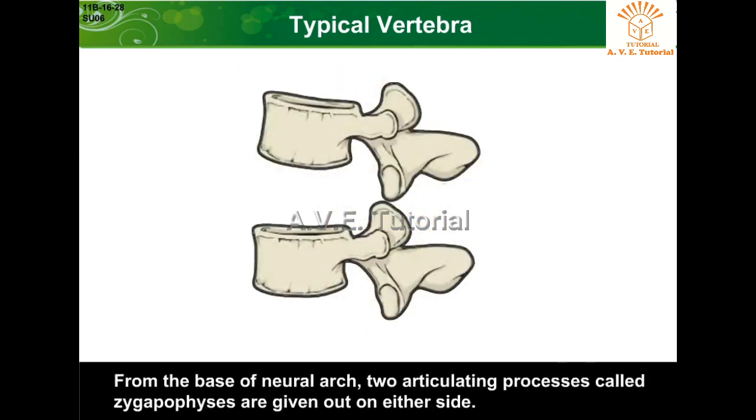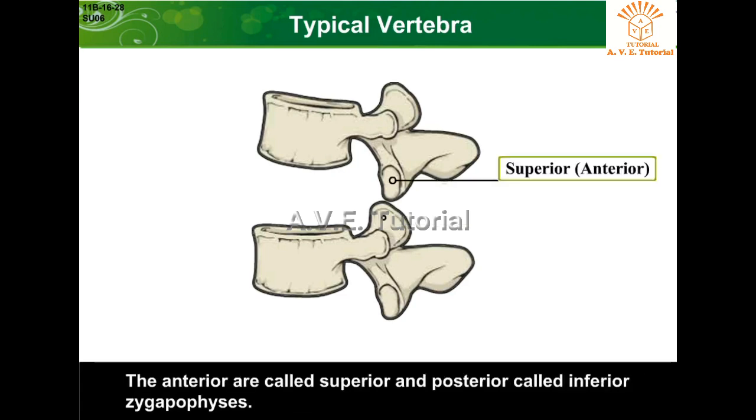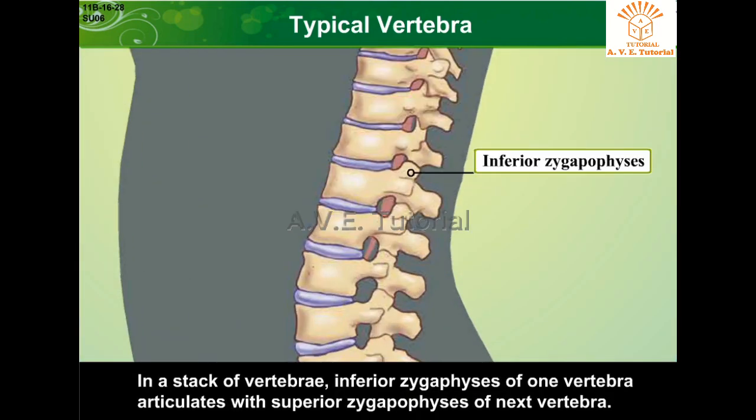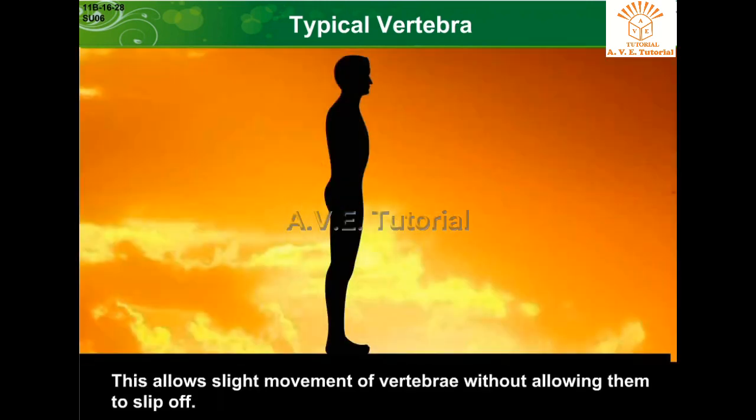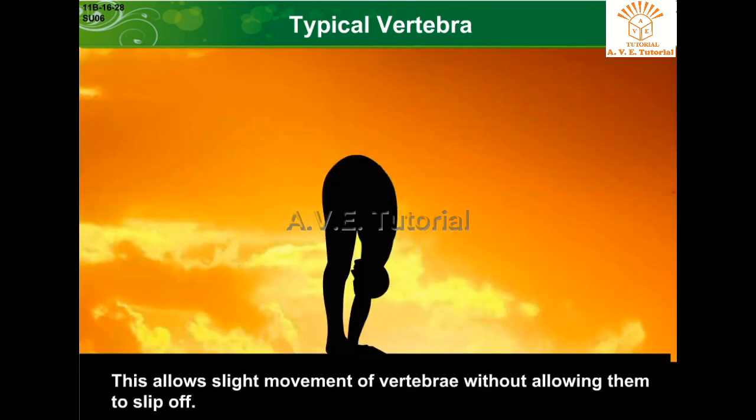From the base of neural arch, two articulating processes called zygapophyses are given out on either side. The anterior are called superior and posterior called inferior zygapophyses. In a stack of vertebrae, inferior zygapophysis of one vertebra articulates with superior zygapophysis of next vertebra. This allows slight movement of vertebrae without allowing them to slip off.